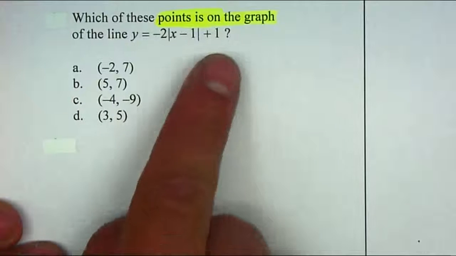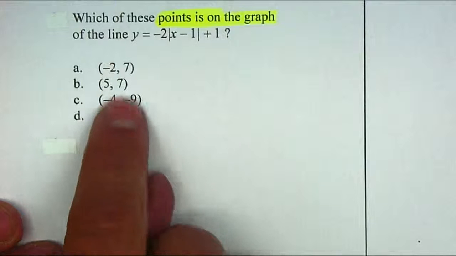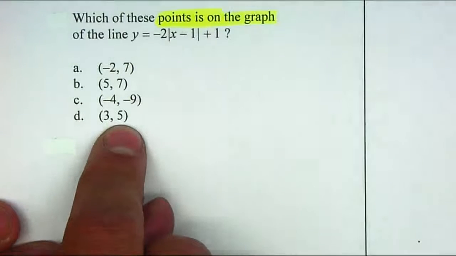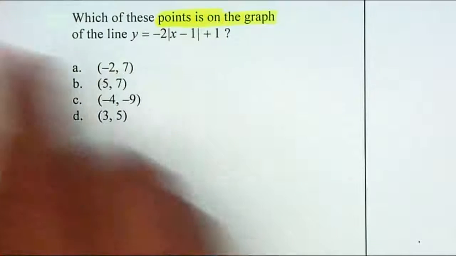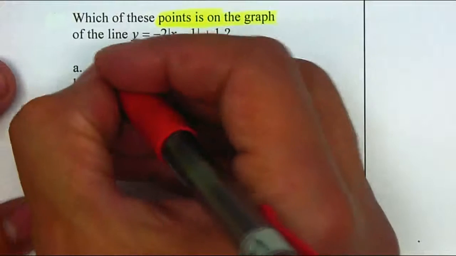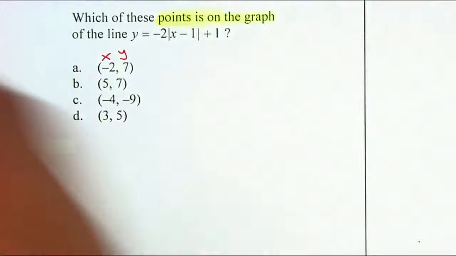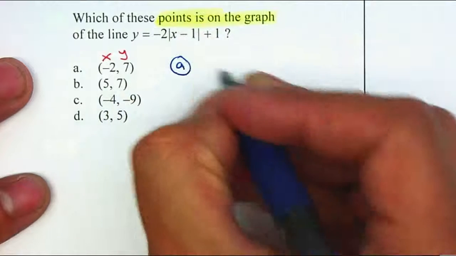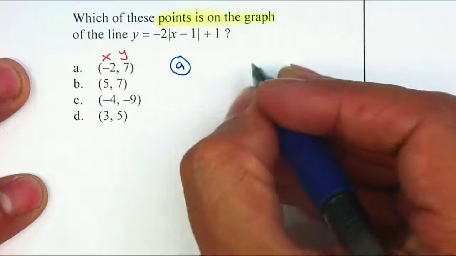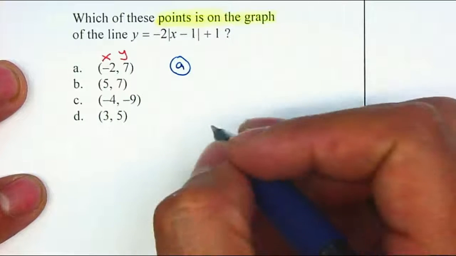The first one is to graph it and see which of those points actually lies on the graph. The second option is to just plug in the value of x and the y. And I think most of you guys will prefer to do that. So let's go and just plug it in. Let's try letter A. Remember that it's important that you organize your work so you can always go back and check and see if you did something incorrect.